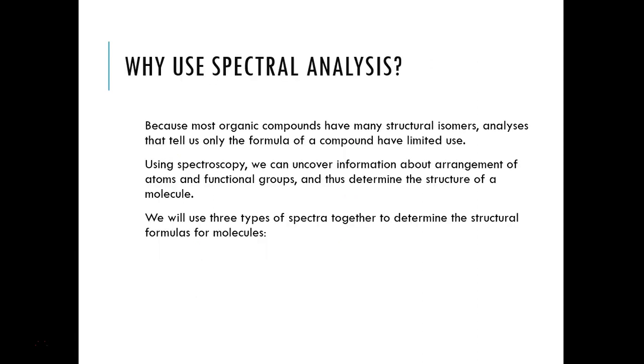Now, we're going to use 3 different types of spectral analysis in this topic, and it's really, really useful when we're talking about organic chemistry. Because most organic compounds have a lot of structural isomers, just knowing the formula is not particularly helpful. Okay, but if we use spectroscopy, we can learn things about what functional groups might be present, how atoms are arranged, and we can figure out a lot about the structure of a molecule. So we're going to use 3 different types of spectra: infrared spectroscopy, mass spectrometry, and NMR spectroscopy.